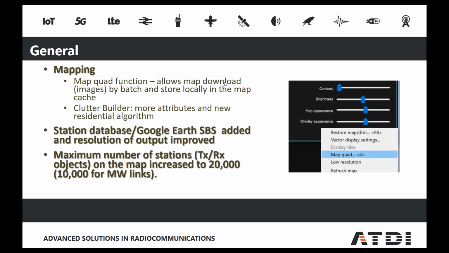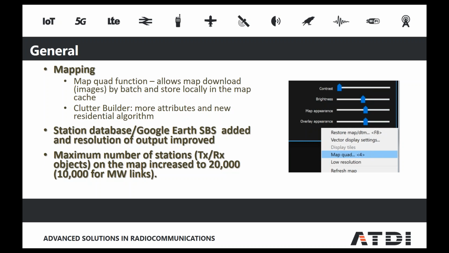Okay, so first of all, in the general section, in terms of mapping, and I'll demonstrate a couple of these features actually in the tool, so you can see where these are. We've got what's called a map quad function that's been added. This is to do with the Bing Maps functionality. Traditionally, you stream the data. So when you go to an area at a specific zoom level, that data is streamed, and then it builds up into a local cache. What this function allows you to do is actually to batch download and then store it locally.